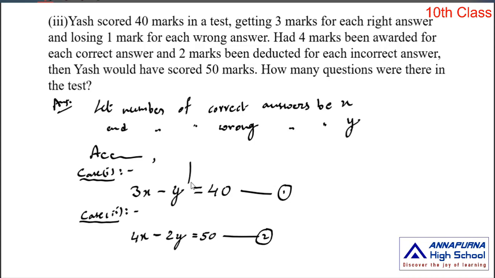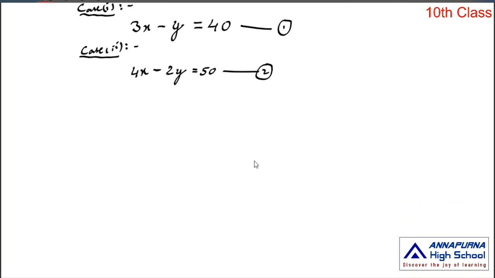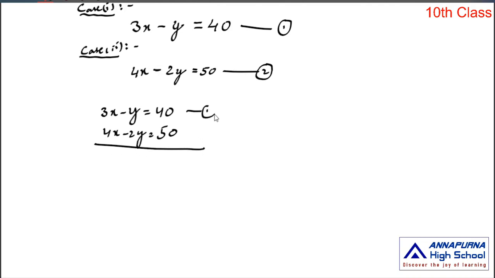Now solve these two equations by substitution method or elimination method or cross multiplication method. Here I am solving these two equations by elimination method. So write the two equations one by one. 3x minus y is equal to 40 and 4x minus 2y is equal to 50. Here I eliminate y, so that's why I multiply the first equation by 2. Numerically, the y coefficient here is 1 and here is 2, so that's why I multiply the first equation by 2.